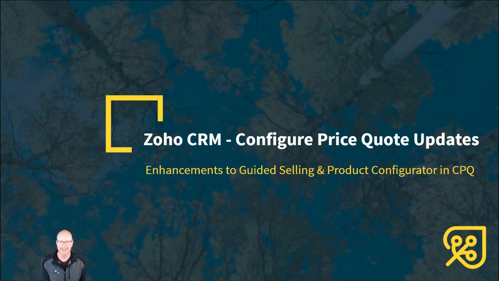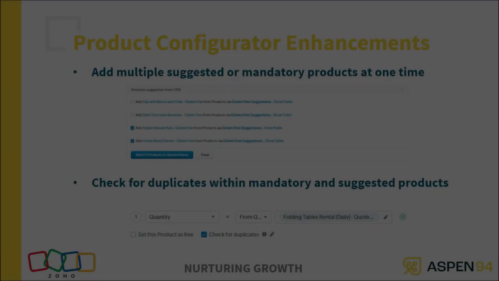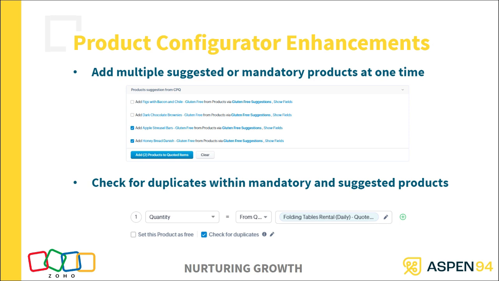I'm Marshall Knapp, and today I'm pleased to share with you how these enhancements streamline the sales and quoting processes, delivering more consistent results with ease. Now with CPQ's product configurator, you can add multiple products simultaneously. Additionally, CPQ can now check for duplicates within mandatory and suggested products.